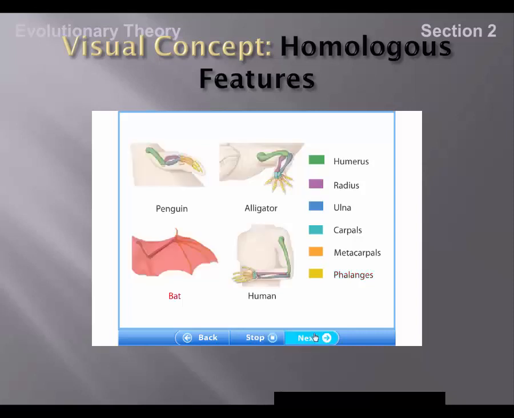In a bat, the phalanges become the tips of the wing. And in a penguin, some of the bones have become fused. Even in these cases, however, similarities in bone structure lead us to define these features as homologous.